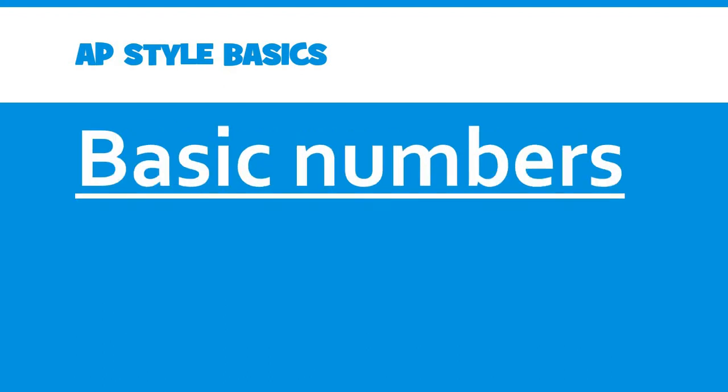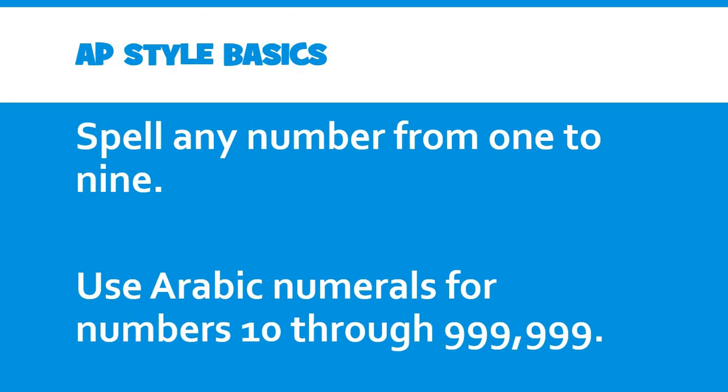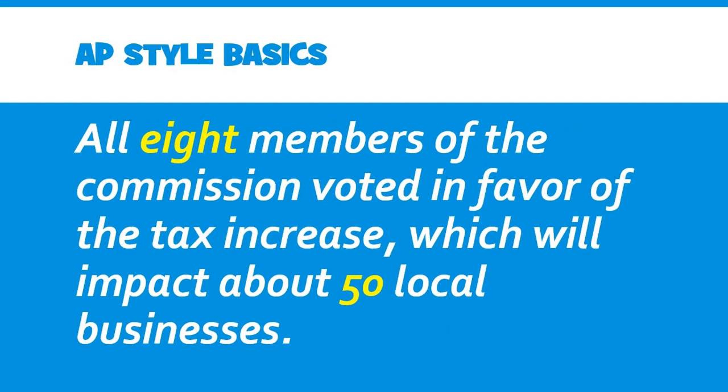Let's start with numbers. Here's the rule for basic number usage. Any number that's a single digit, so 1 to 9, you will spell out. You'll write out using letters. Any number that is double digit, so 10, all the way up to 999,999, will use Arabic numerals, or numbers as we know them.